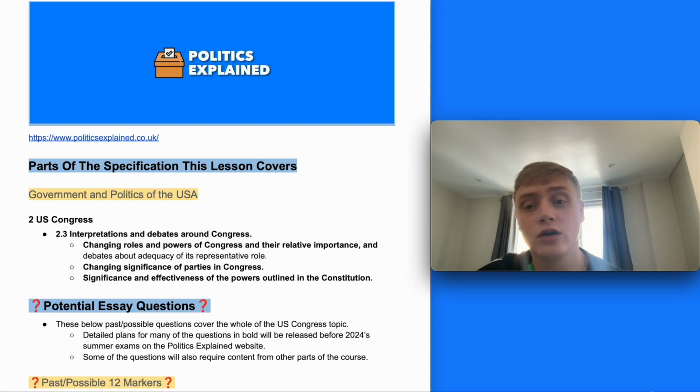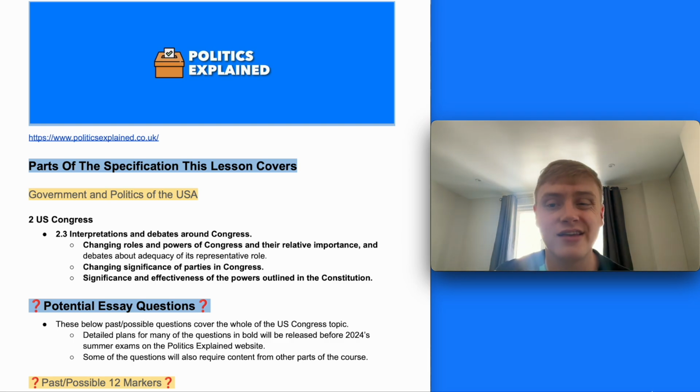The first went through Congress's structure, the second Congress's representative function, the third looked at Congress's legislative and oversight functions, and this is the final one that's going to look at some key debates and wrap it up.